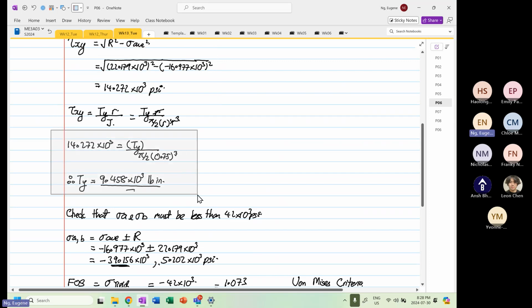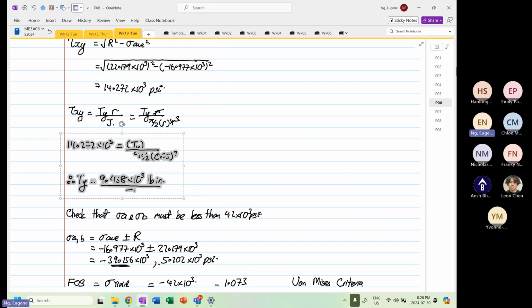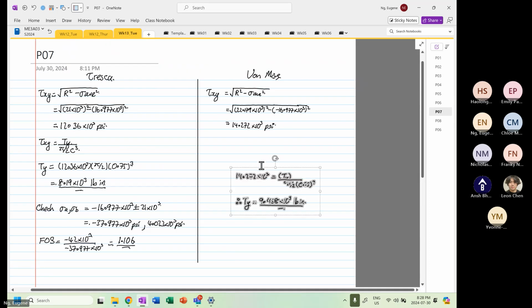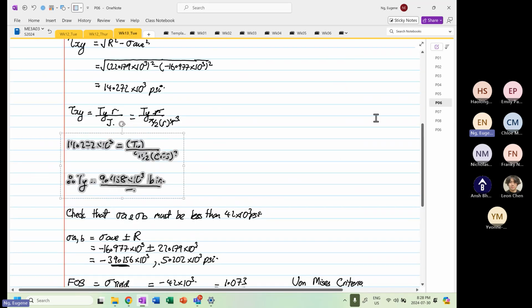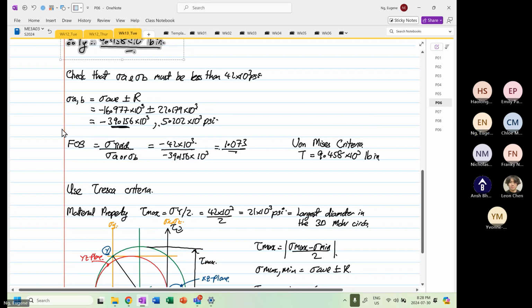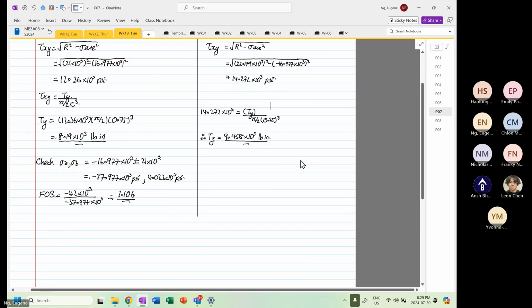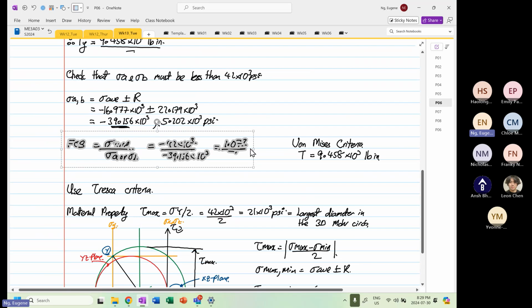And then the allowable torque, right? So we calculate the allowable torque. You can see it is 9.458 for von Mises. Okay. And then if we were to look at the factor of safety, right? And then if we were to also, I'm going to take the normal stresses or the principal stresses.